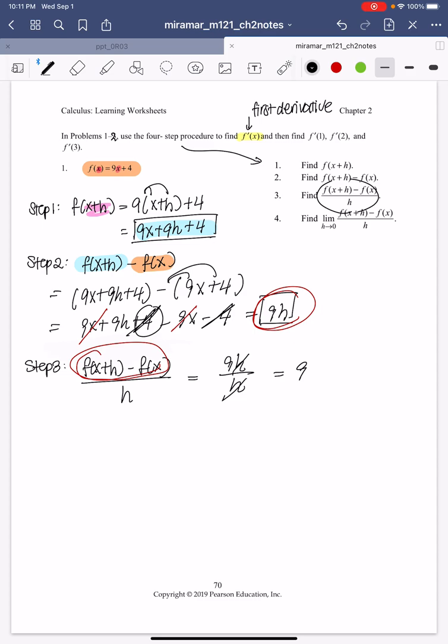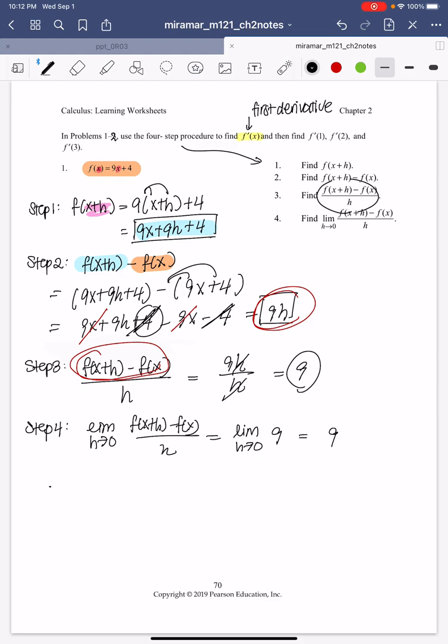Step 4 will be finding the limit of this function here. So the limit as h goes to 0 of f of x plus h minus f of x all over h, which is this answer here. So that is to find the limit as h goes to 0 of 9. Well, this is a constant function, so my limit will be 9.